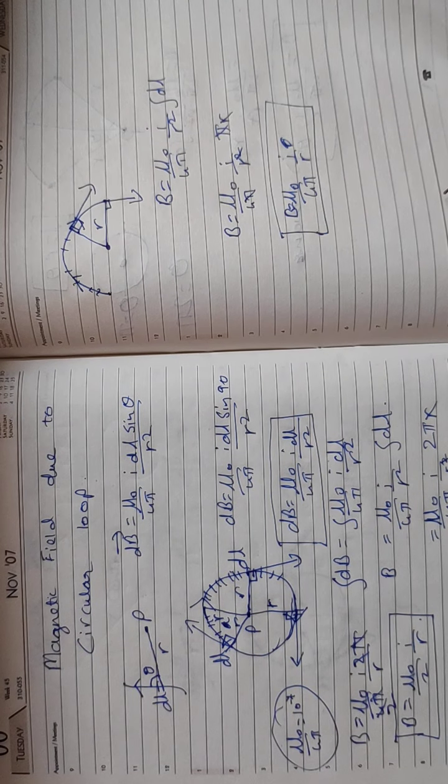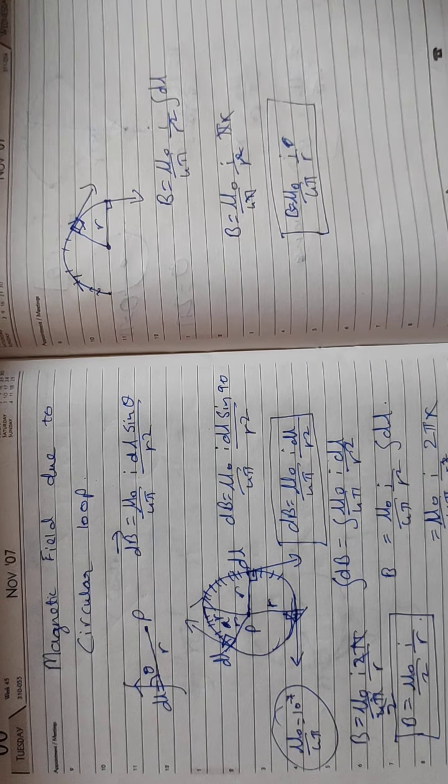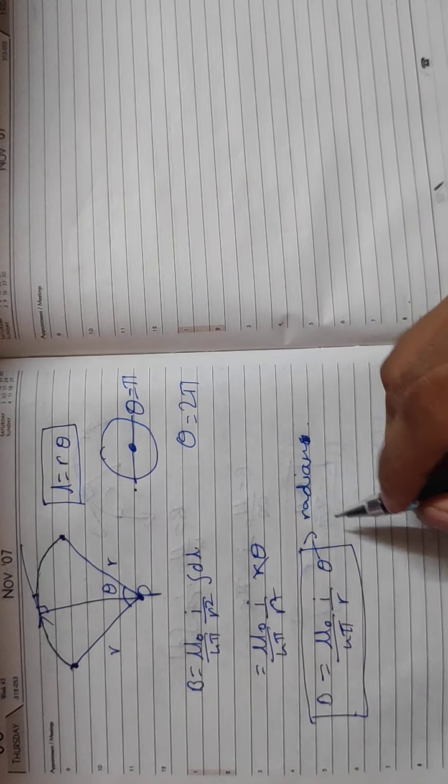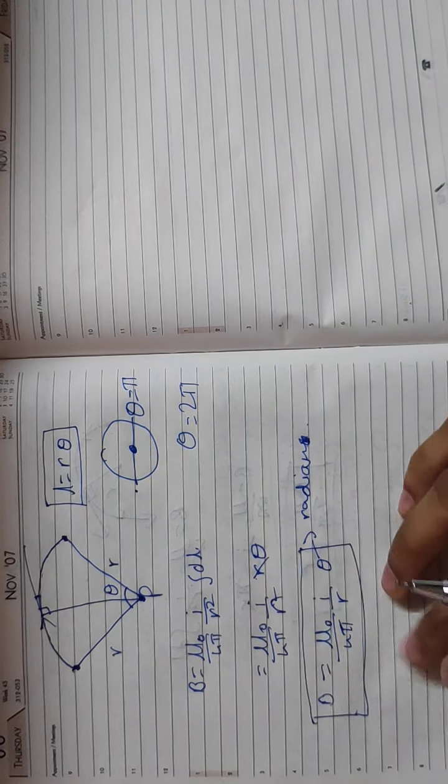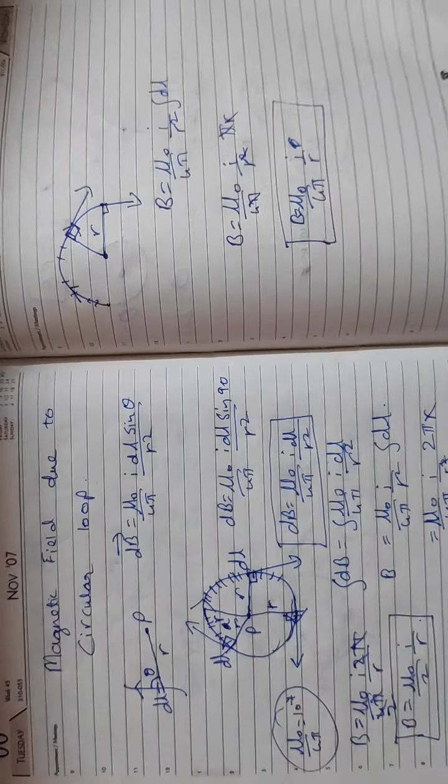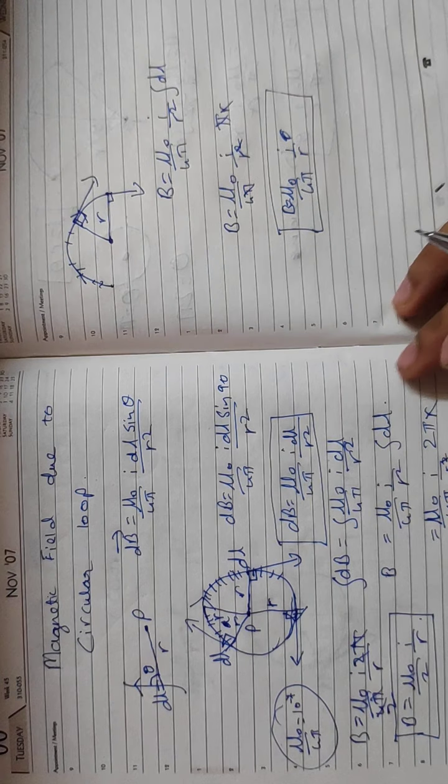So now you can find the magnetic field due to any semicircular or circular arc at the center with radius r. I hope this much portion is very clear to you.